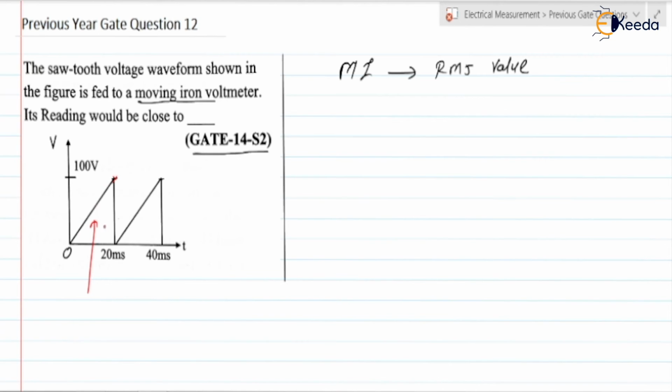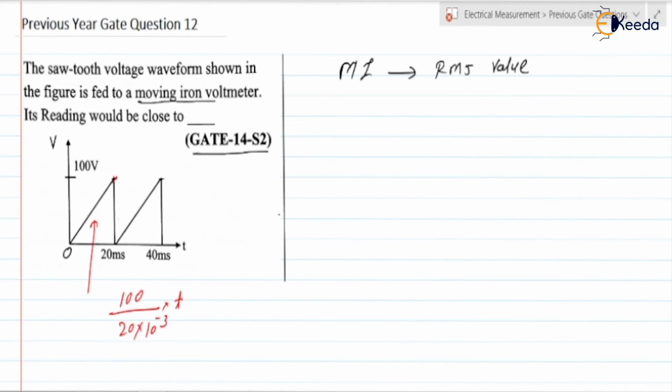So the expression will be the slope, which is 100 divided by 20 into 10 to the power minus 3, into t. You can check at t equal to 0, this value will be 0. At t equal to 20 milliseconds, replace t with 20 milliseconds, the 20s get cancelled, so it has reached 100. In between, suppose t is equal to 10 milliseconds, it is like 100 by 2, so it will be 50. So this is the expression for this curve.